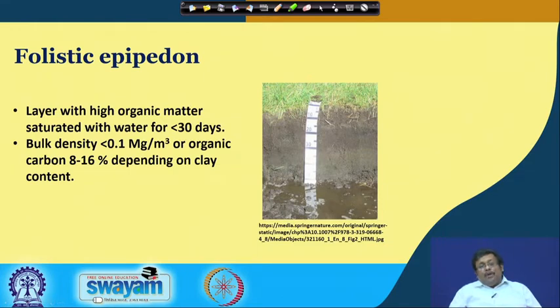Folistic epipedon. Now, folistic epipedon is basically a layer with high organic matter, saturated with water for less than 30 days, as you can see. So, it contains a high amount of organic matter, and it has a low bulk density of less than 0.1 gram per cc or megagram per meter cube, or organic carbon of 8 to 16% depending on the clay content. So, this is folistic epipedon.